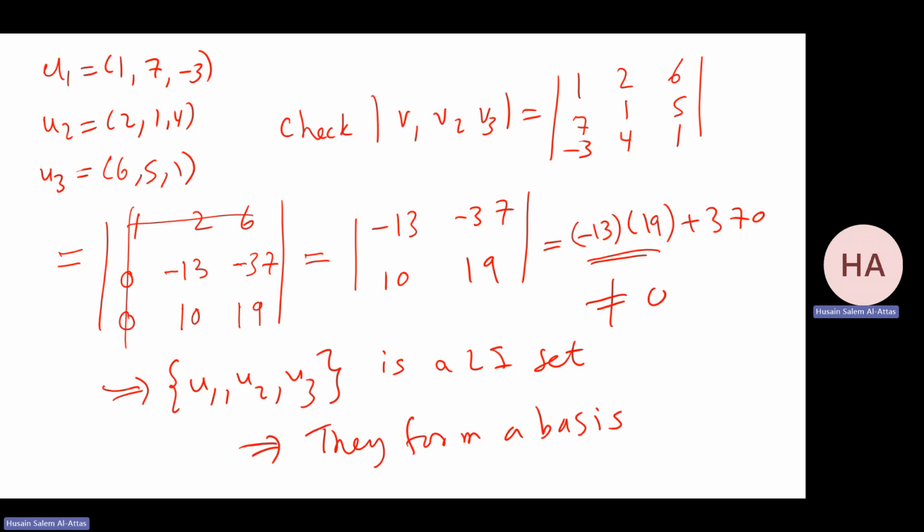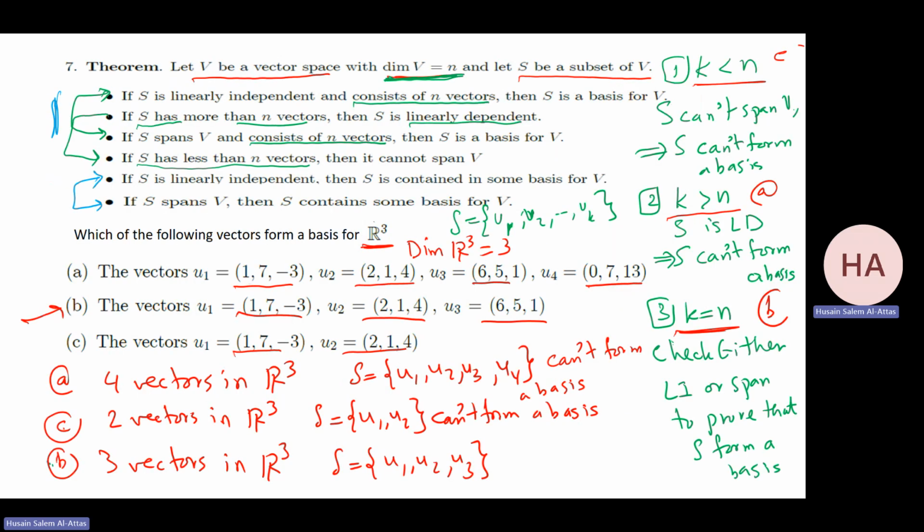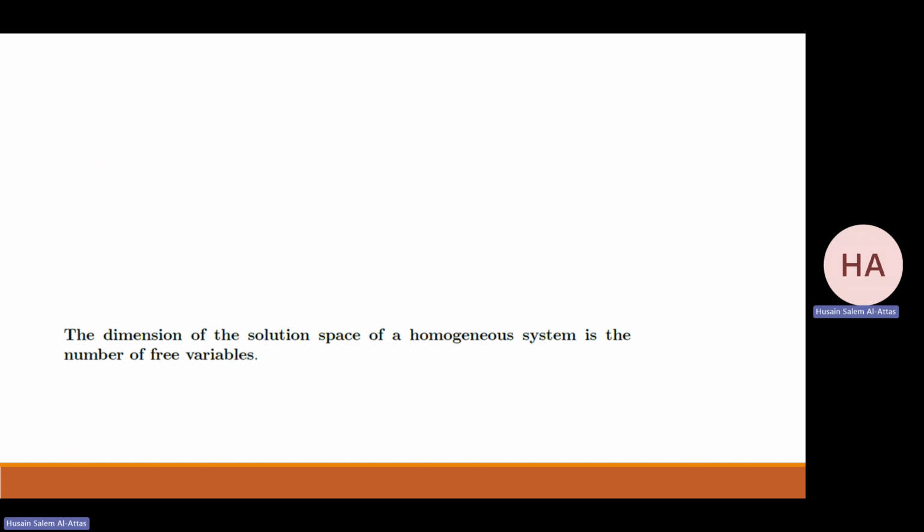I think these 3 examples are very nice. We have the 3 cases. Case A, where the number of vectors is more than the dimension, and case C, where the number of vectors is less. Case B, where the number of vectors is the same as the dimension of the vector space.